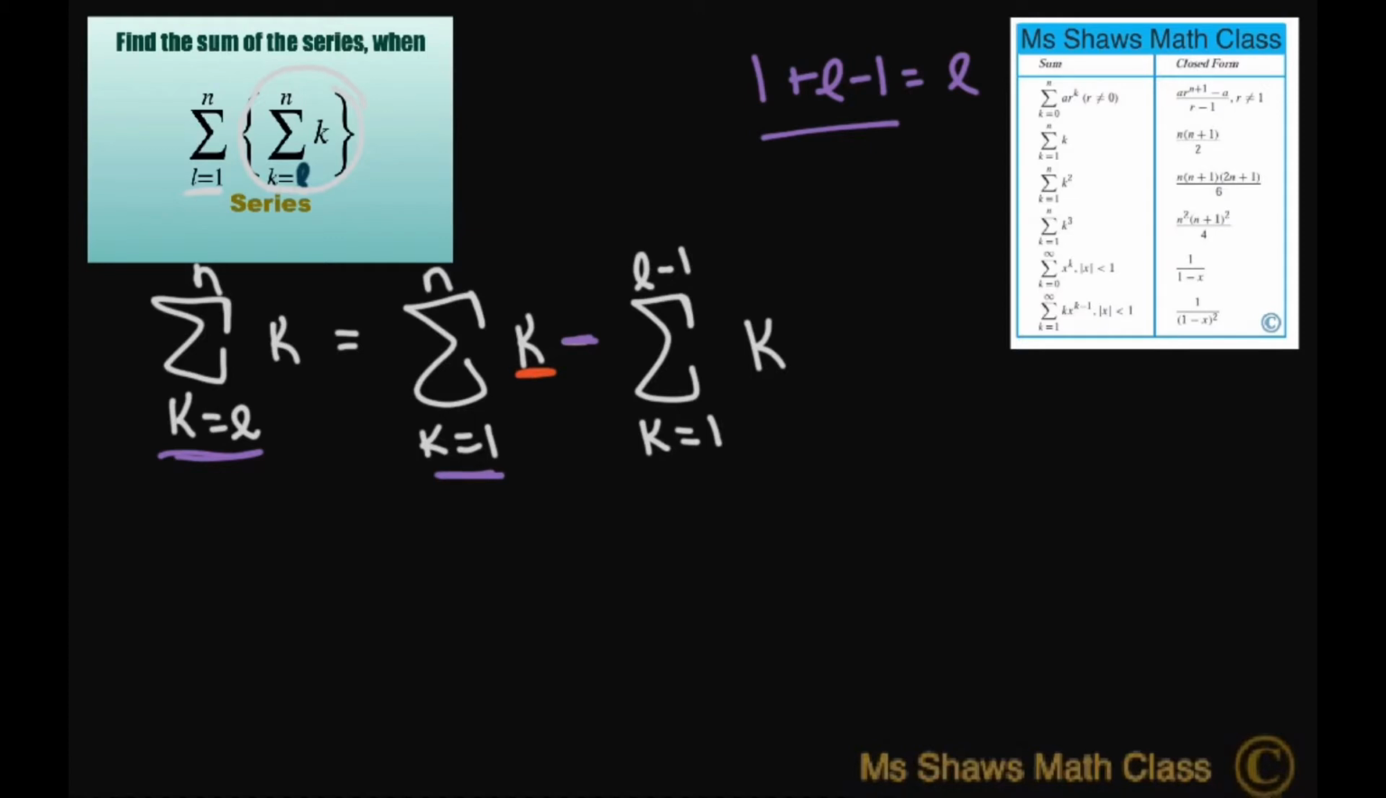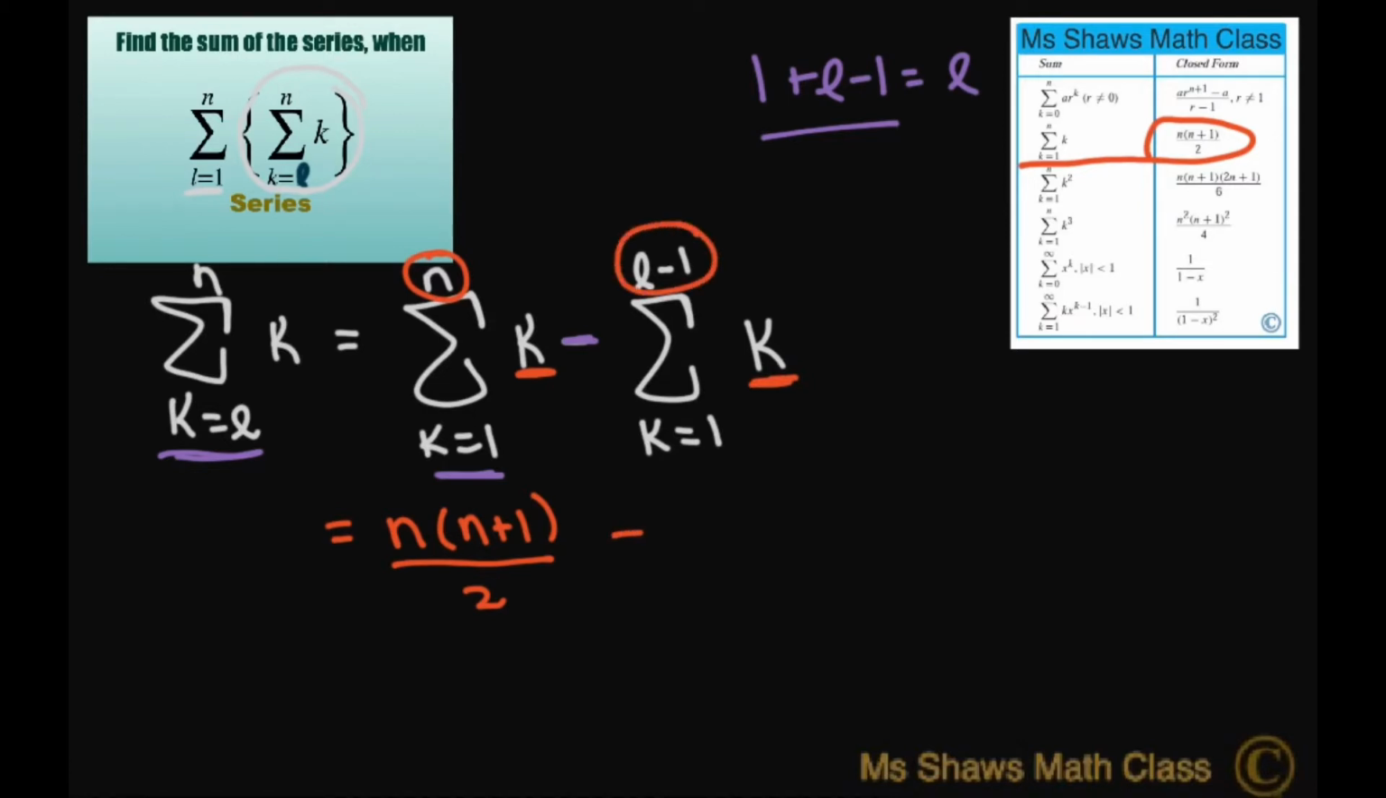This one is going to be this formula here, and that's going to equal n times n plus 1 divided by 2. You're just taking the upper limit. The same thing happens here, but we have this l minus 1. So this is going to be l minus 1 times l divided by 2.